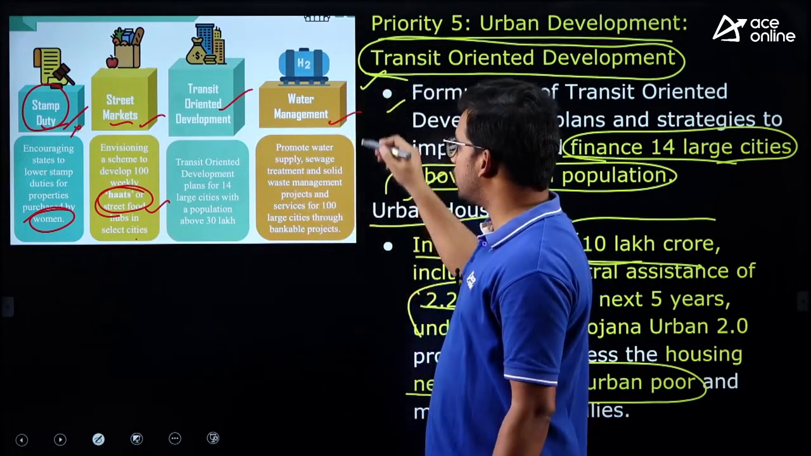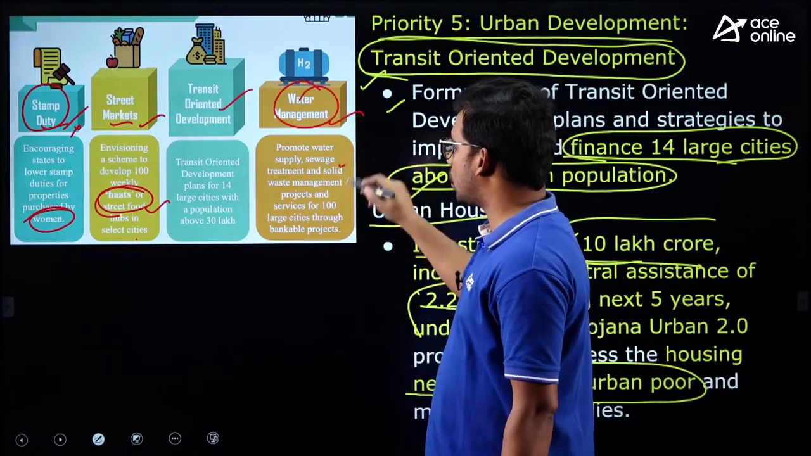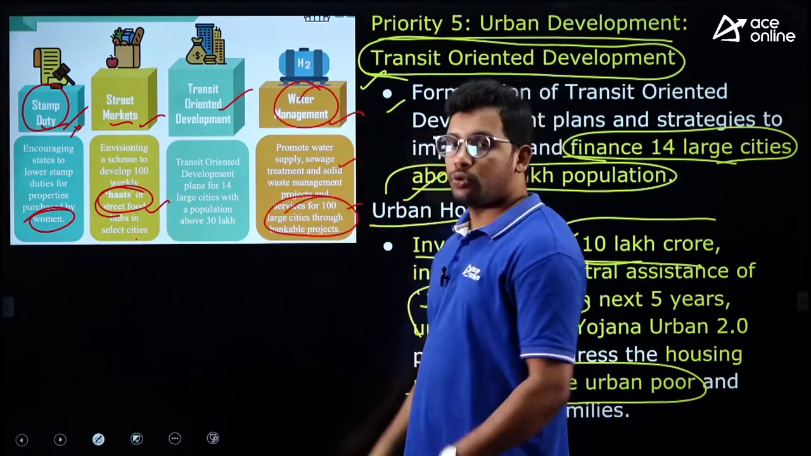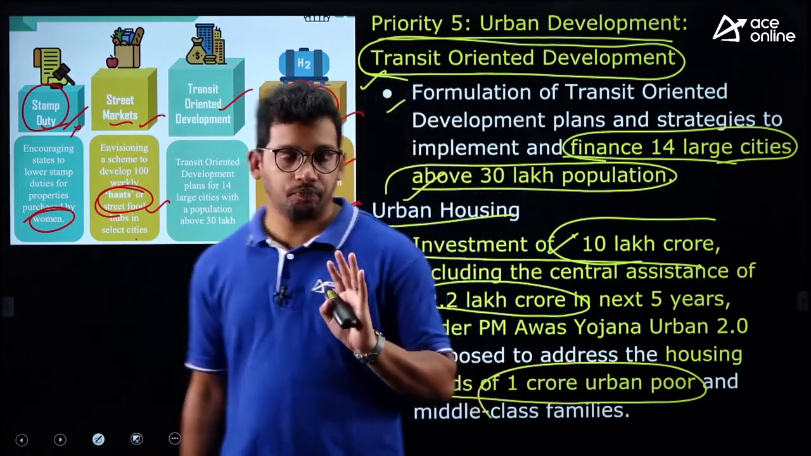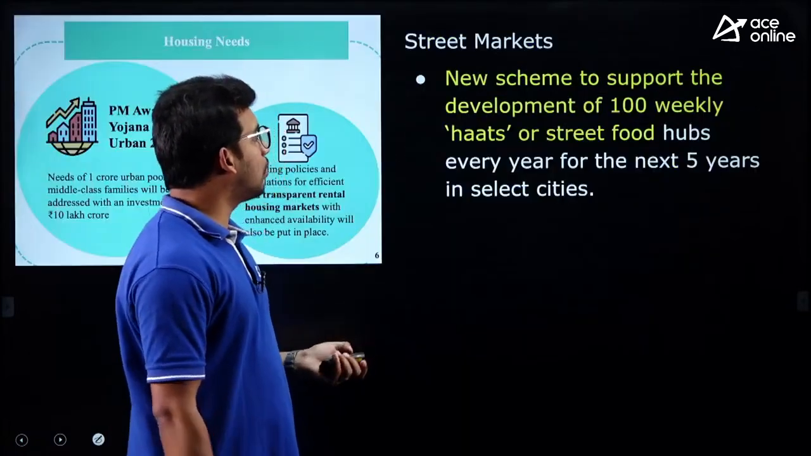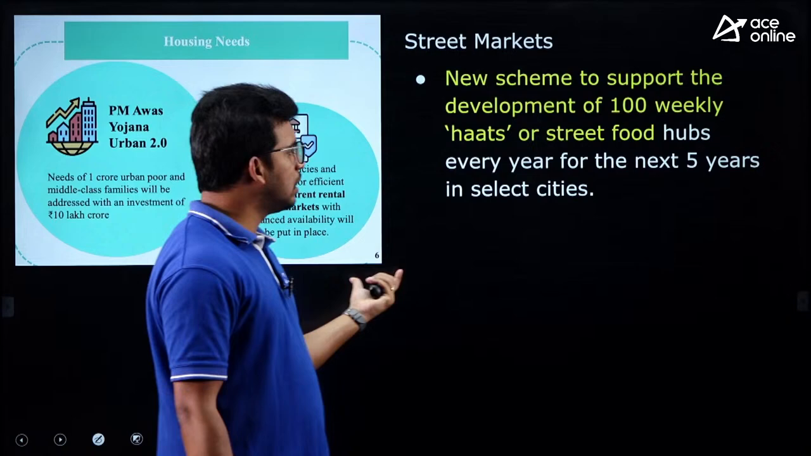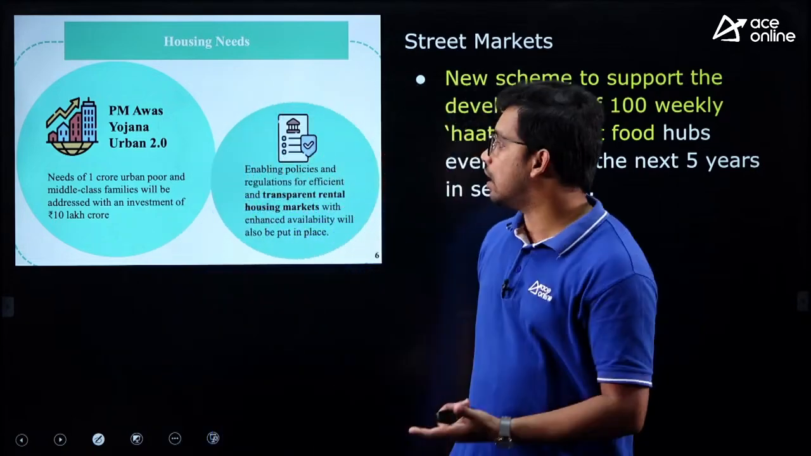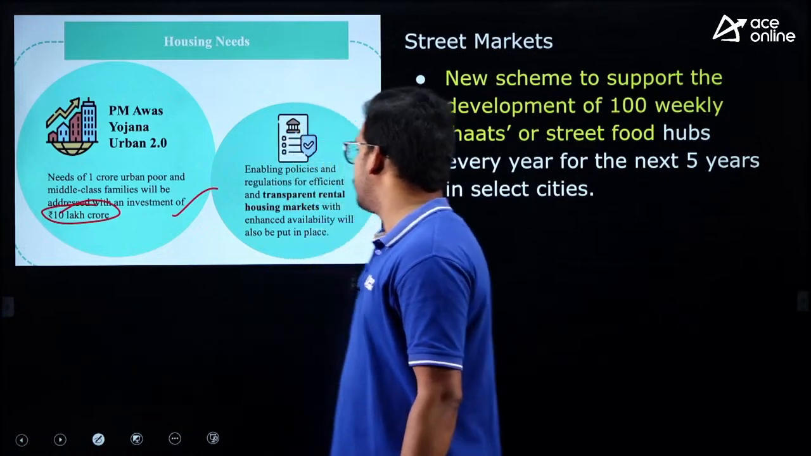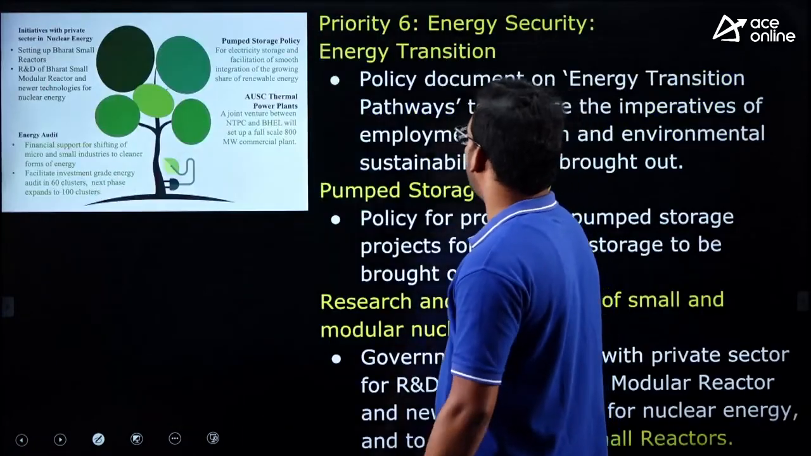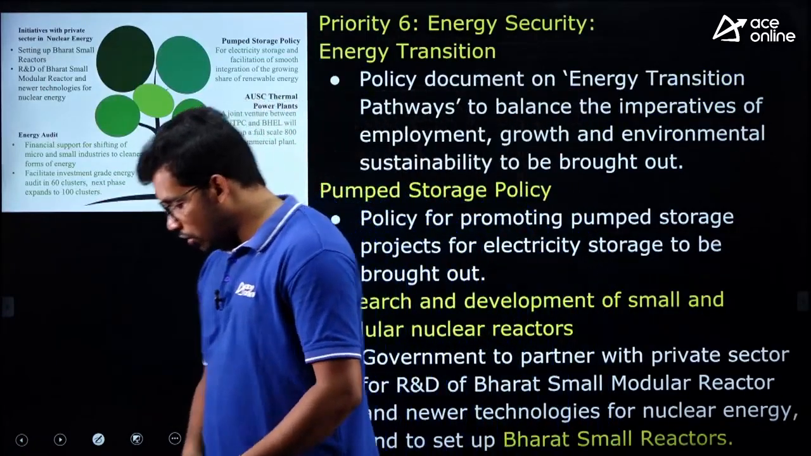Transit oriented development we have discussed, and water management also, they are going to connect with proper drainage and water facilities in the 100 large cities in India, right. So these are the urban development. Street markets we have already discussed, right. They are going to encourage the weekly haats, that is mandis. This also we have seen, 11 lakh crore we have discussed, right. So this we have already discussed. That is about priority 5.